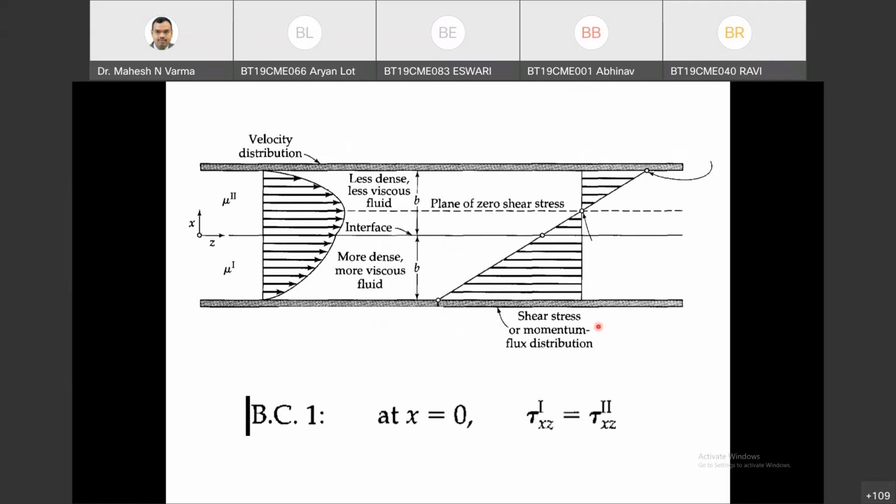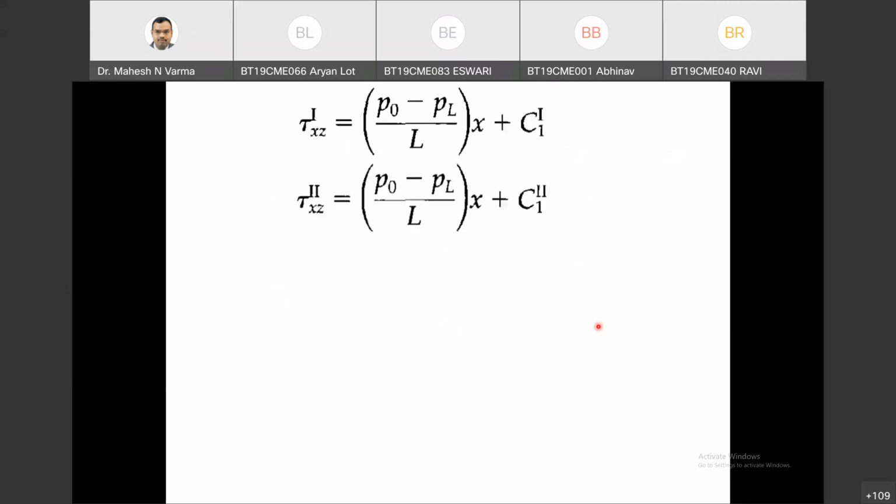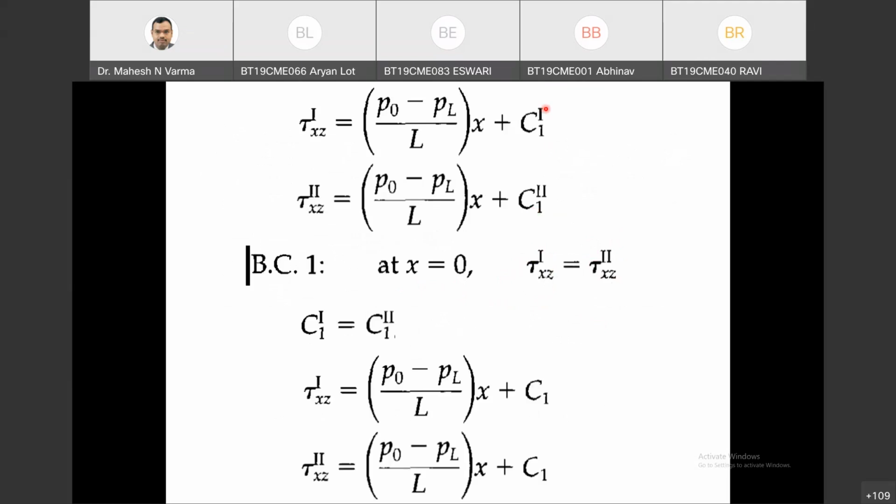Very simple. So at x equals to 0, substituting this here, tau xz1 will be equal to tau xz2. So C1 for phase 1 will be equal to C1 for phase 2, and substituting this, you can eliminate one constant. That will be C1. So now one constant is eliminated using one boundary condition. Now I don't have a second boundary condition for the flux. What is the next step then?